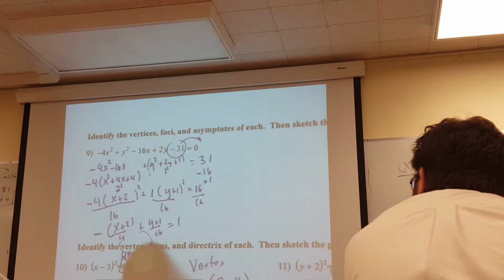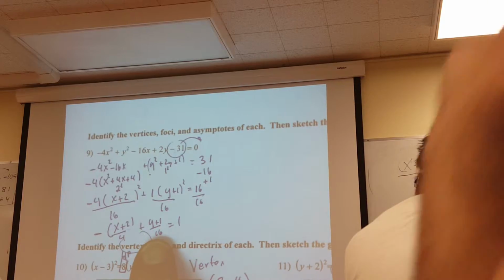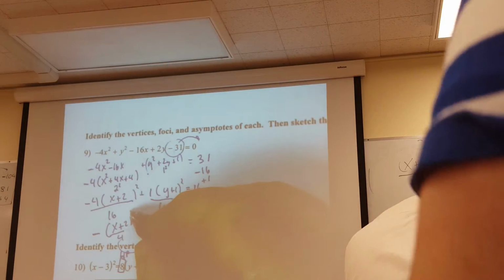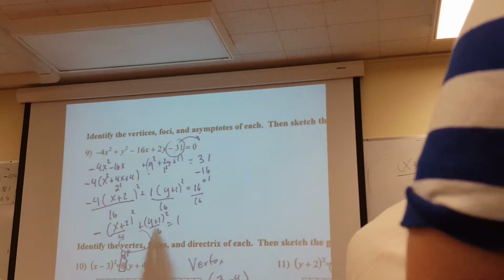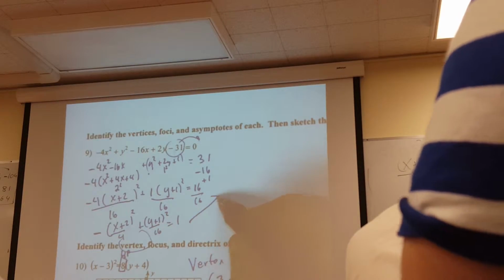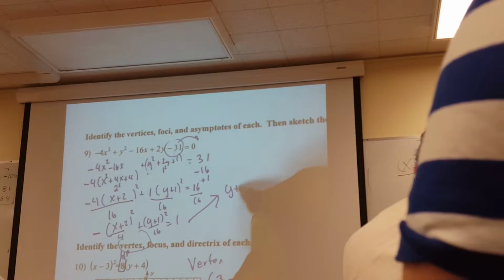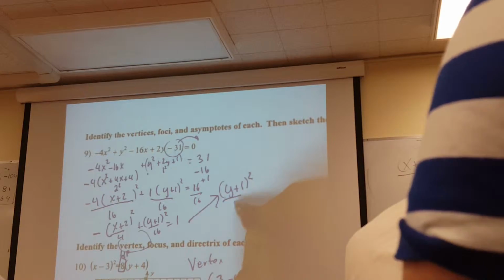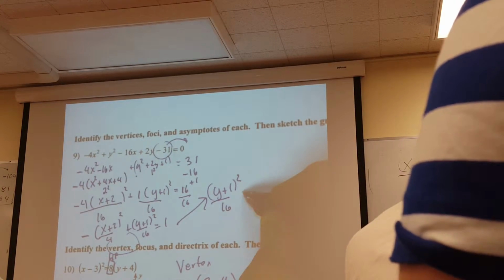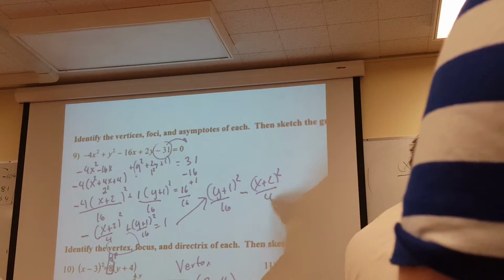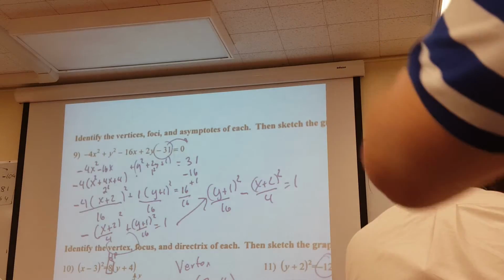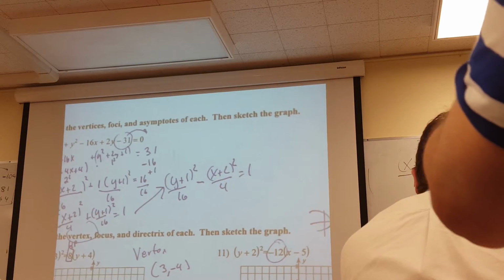Now, normally, we write it as the y plus 1. What if I didn't write them squared? Please don't do what I just did. Make sure they're squared there. So normally, you would go y plus 1 squared over 16 minus the x plus 2 squared over 4 equals 1. So that's sort of the way we've been doing it.